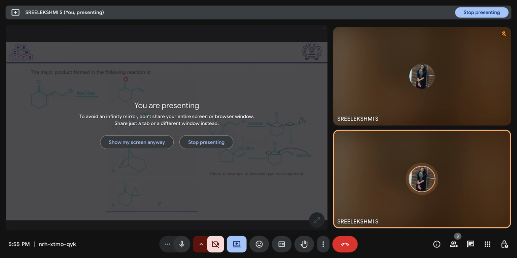So here what is happening, this NaOMe will take the proton from here and that will attack over this position. This double bond will shift to here and this bromide will eliminate, which will result in this compound. Then again this NaOMe, this oxide will attack over this center and this bond will open to form this compound. So this is an example of a Favorskii type of rearrangement.